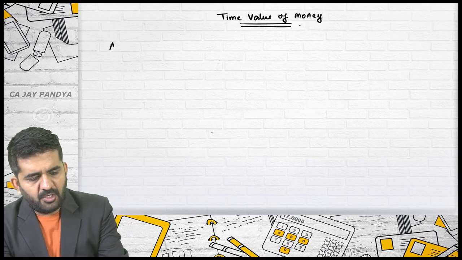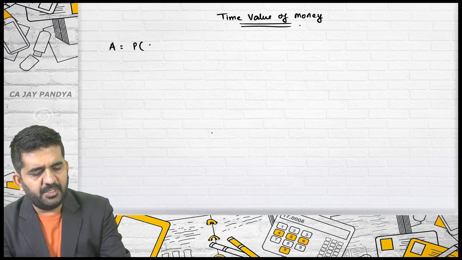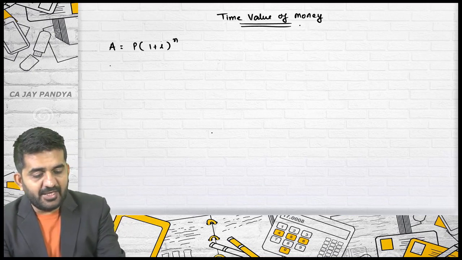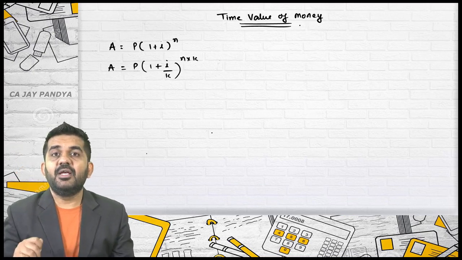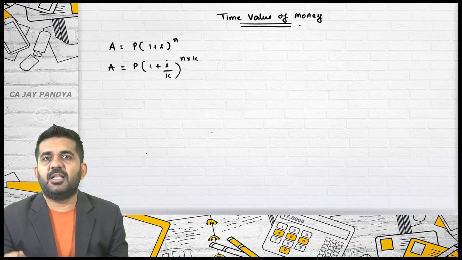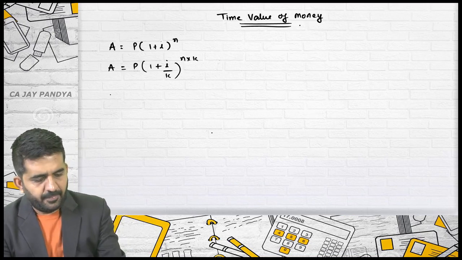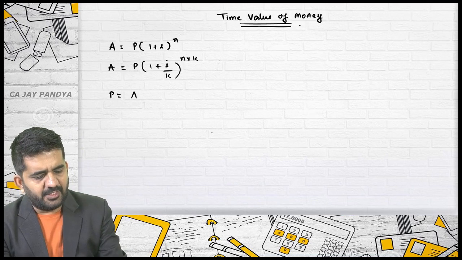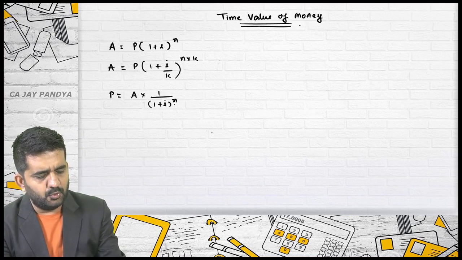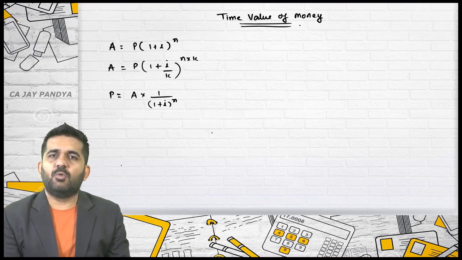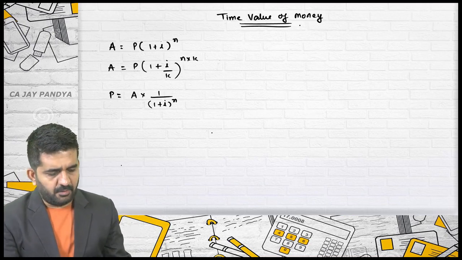First, a general formula of future value. A is equal to P into (1 plus I) raised to N. If K is involved, A is equal to P into (1 plus I upon K) raised to N multiplied by K. What is K? Number of times interest is calculated in 1 year. If you need to find out the present value, it is A into 1 divided by (1 plus I) raised to N. Similarly, if K is involved, you can just formulate the formula.